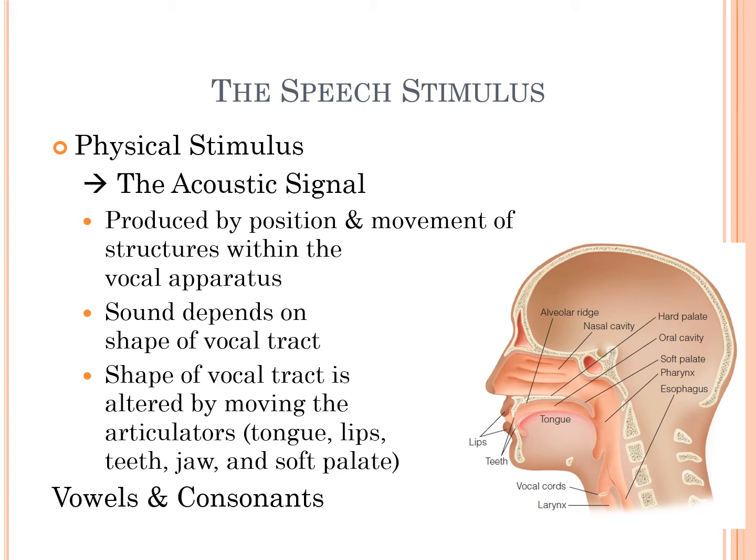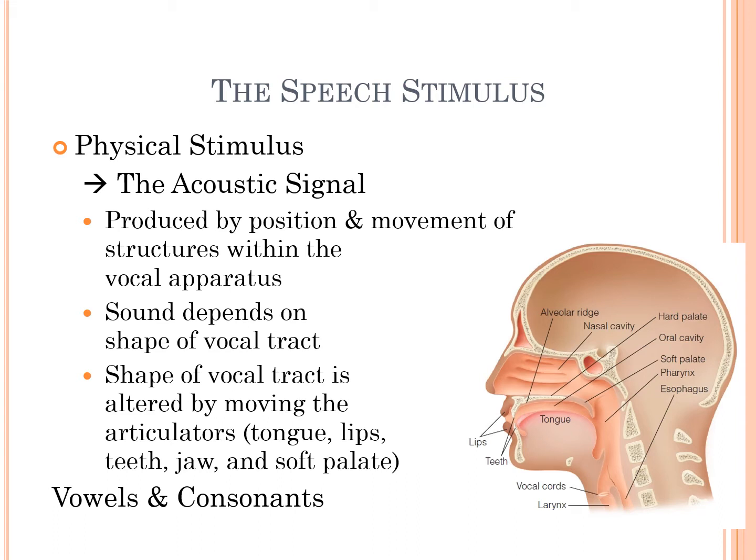I'm going to talk for a little bit about the speech stimulus, so the physical stimulus of speech. It is called the acoustic signal. What I have there to the right is a picture of a person where you can see the insides, you can see the articulators as they are called. The acoustic signal is produced by the position and movement of these structures within the vocal apparatus. And so we are changing the shape of the vocal tract, and the sound that we make depends on the shape of the vocal tract. We are doing this with, as I said, these articulators.